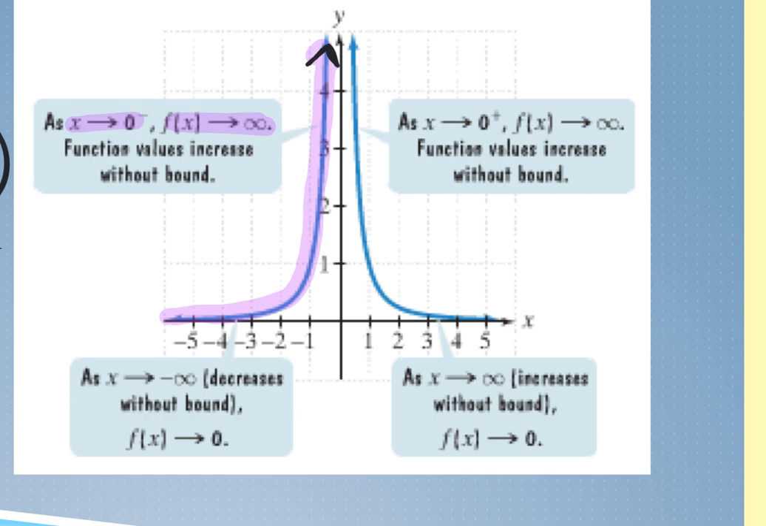If I go to the one on the right, it says as x approaches 0 from the right, because that's the plus. So I'm saying as I get closer to 0 from the right, f of x also points to positive infinity or increases without bound.